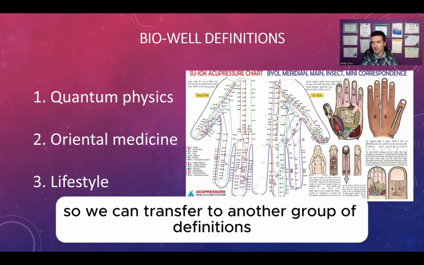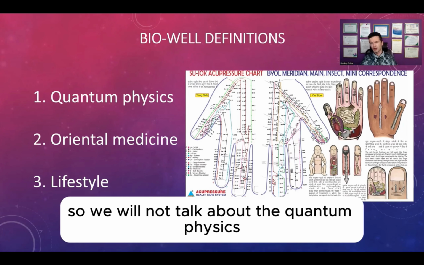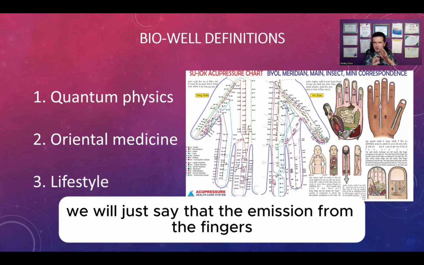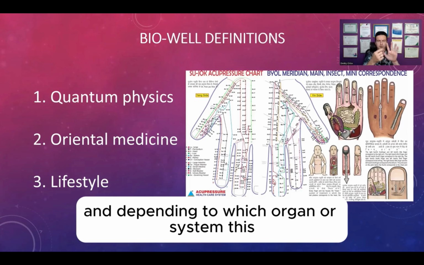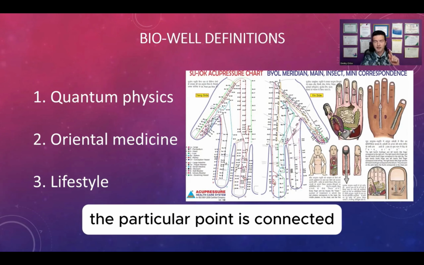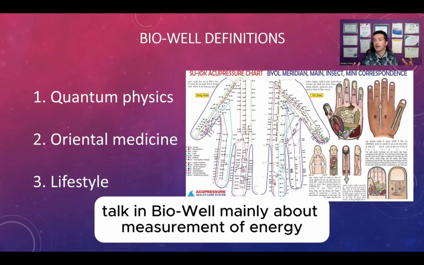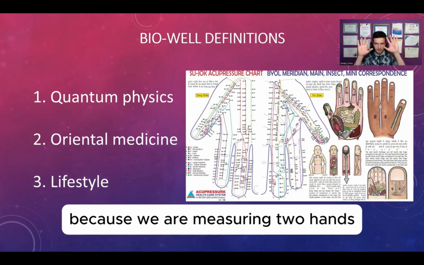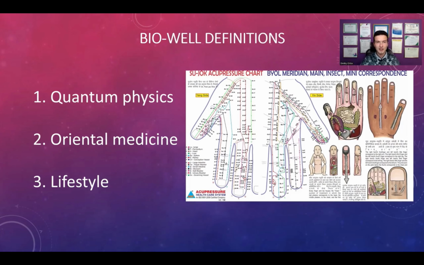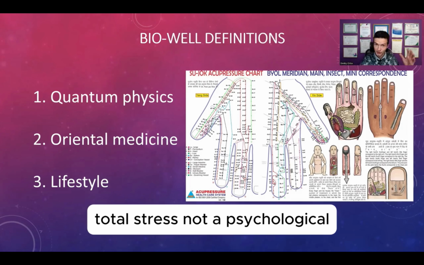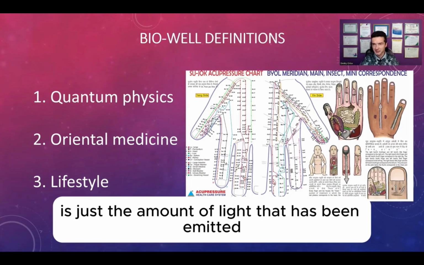So we can transfer to another group of definitions through Oriental medicine, acupuncture point systems. We will not talk about quantum physics. We'll just say that the emission from the fingers depends on the acupuncture points on each fingertip, and depending on which organ or system this particular point is connected to, the emission will be bigger or smaller. So we will talk in BioWell mainly about measurement of energy, stress, and balance, because we're measuring two hands, so we can calculate the balance. Stress is our own definition of stress in BioWell. It's an integral stress, not only psychological, but psychological plus physiological. Energy is just the amount of light that has been emitted.